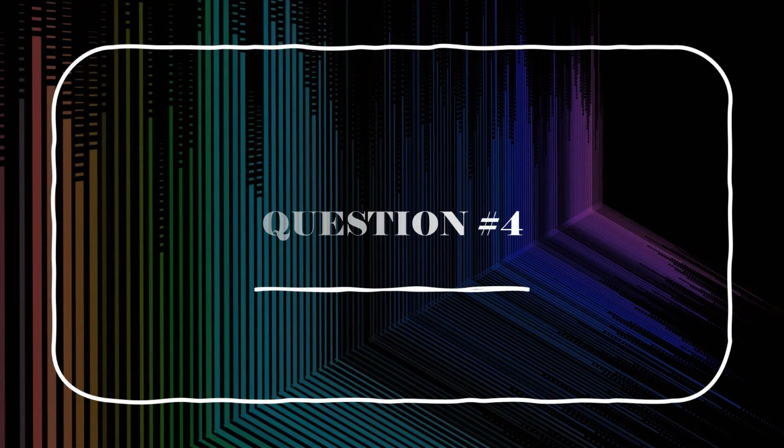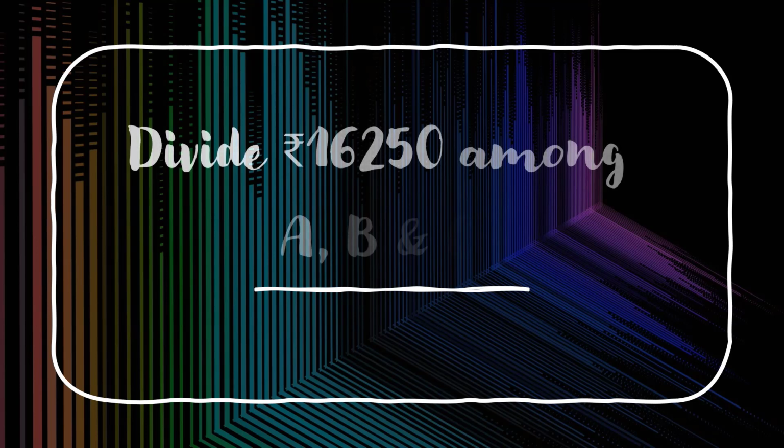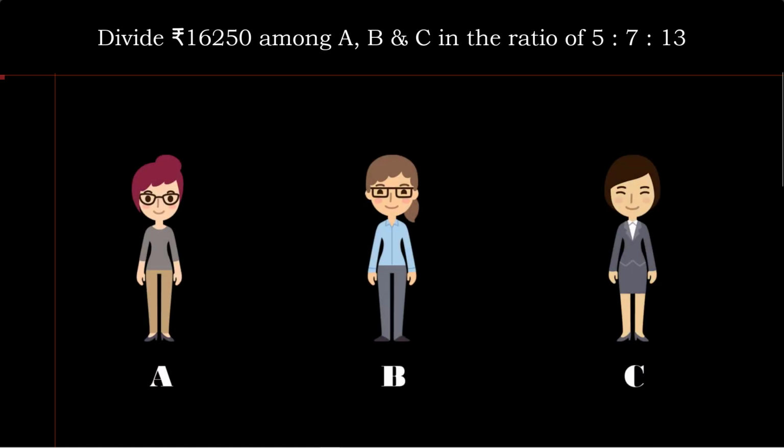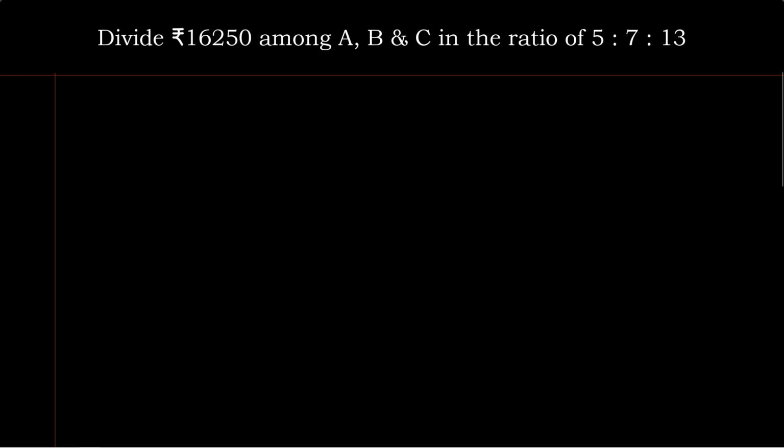Let's move on to the sum. Divide rupees 16,250 among A, B and C in the ratio 5:7:13. Now looking at the ratios, it's very evident that C gets the maximum share because the ratio corresponding to C is 13, and A gets the minimum share because the ratio corresponding to A is 5. Now let's write the statement.